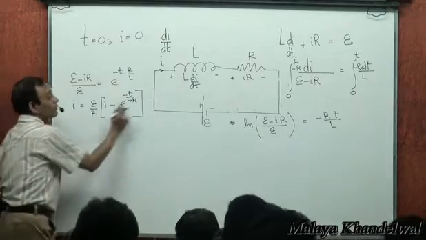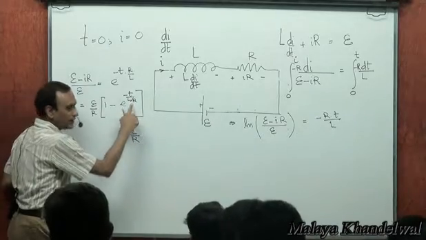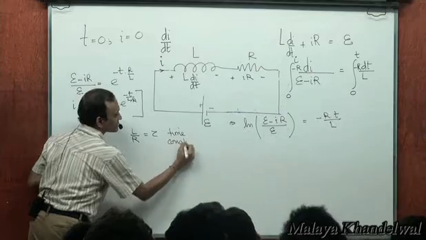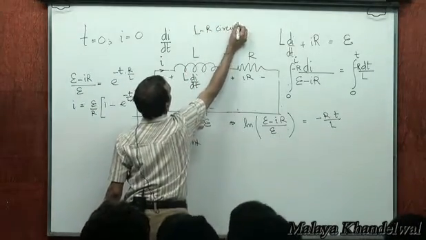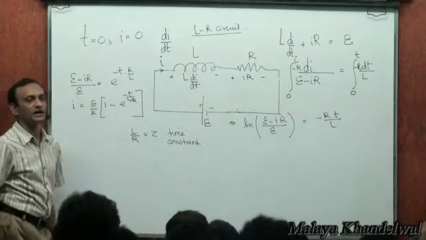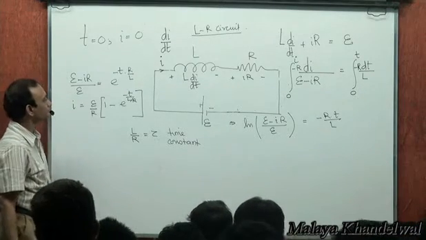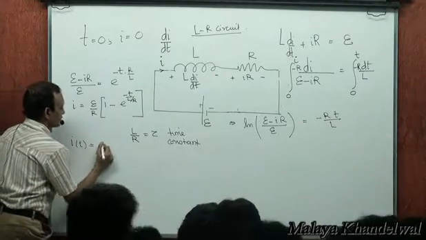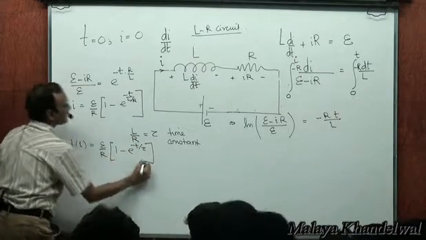Now, this L by R has units of time, right, and is referred to as the time constant of the LR circuit. This is called an LR circuit. This is a typical LR circuit, and L by R is the time constant of the LR circuit. So, I as a function of time is epsilon by R into (1 minus e to the power minus t by tau). Tau is L by R.